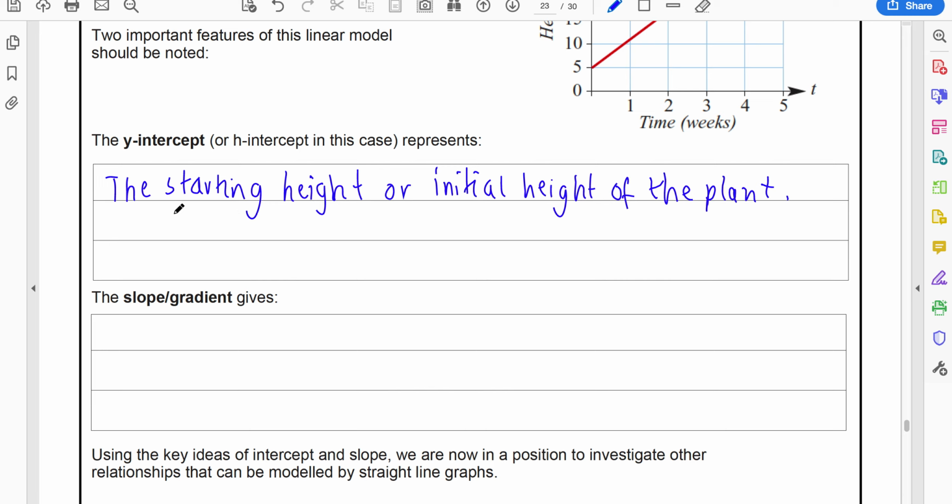Another way you can describe it, because it's the y-intercept or the h-intercept, is that it's always going to occur where your time is 0. So sometimes you can write it like this. It is the height when t equals 0. Because sometimes on the x-axis, you may not have time there, so it wouldn't make sense to say initially in that particular case.